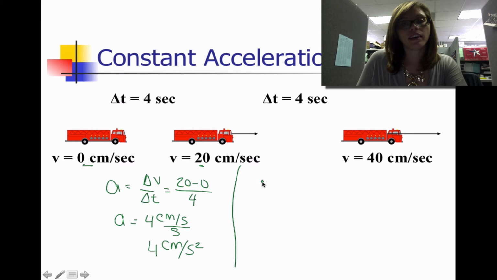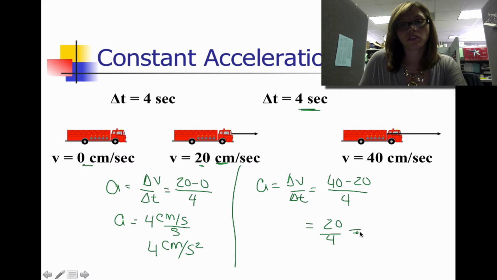On this side, acceleration is change in velocity over change in time. Our final here is 40. Our initial is right here, which is 20. And our change in time is still 4. So it's 20 over 4, which is, oh my goodness, it's not 4. It's 5. Okay, 20 over 4. Sorry, it's 5 centimeters per second squared.